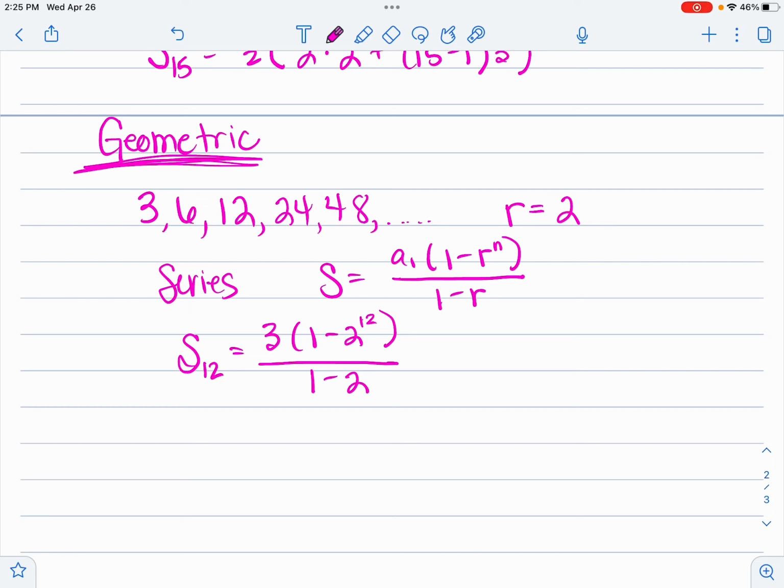You will end up with large numbers on here. Notice I'm raising that 2 to the 12th power. That's going to be pretty big. Think about what if your common ratio was like 5 or 12 or something like that. Those are going to get really large really fast because it is geometric. You're multiplying this time instead of adding. But the concept is pretty easy, right?